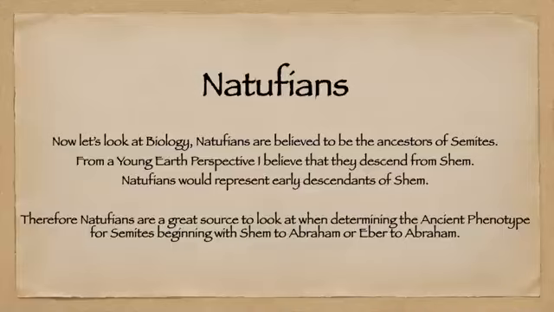Now, when it comes to the biology of Natufians, we know that it is believed that Natufians are the ancestors of Semites. From a young earth perspective, I believe that they are the descendants of Shem. Natufians would represent the early descendants of Shem. Therefore, Natufians are a great source to look at when determining the ancient phenotype for Semites, beginning with Shem to Abraham, or Eber to Abraham.